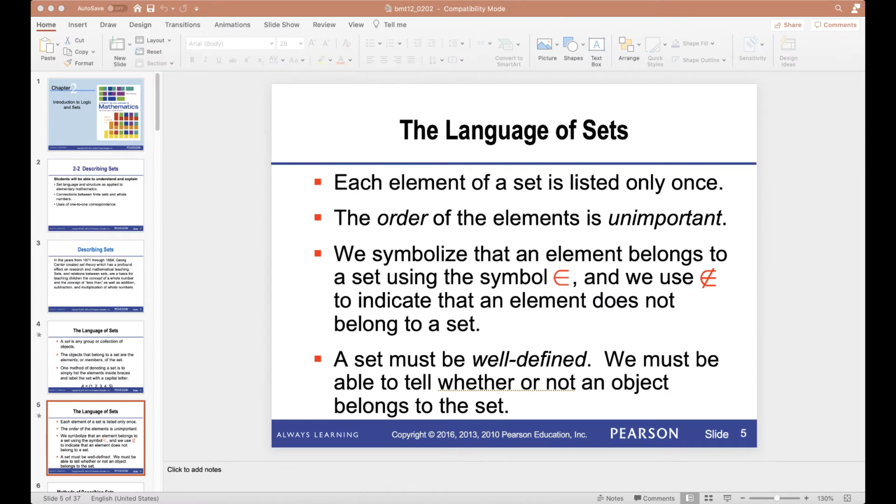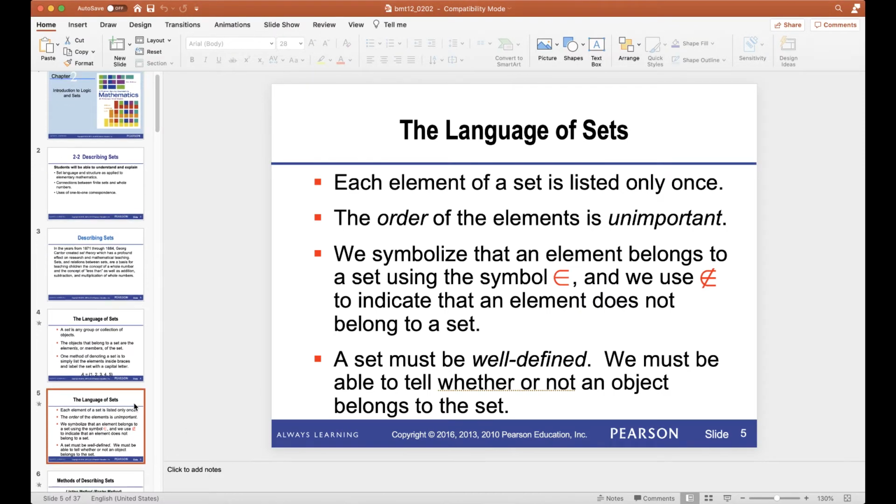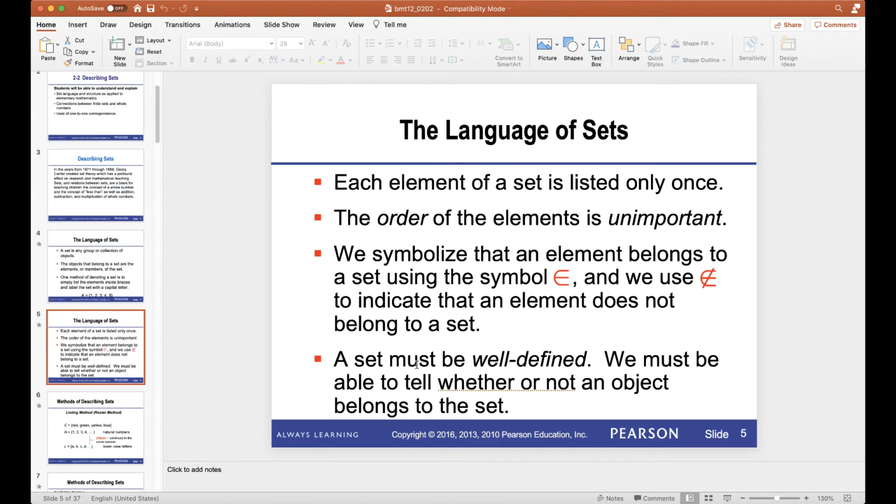Okay, so now, if we're going to call it a set, it must be well defined. What that means is basically you set up the parameters to tell us whether or not an object or an element actually belongs in the set, and it should be easy to see or easy to calculate if it belongs in there or not.